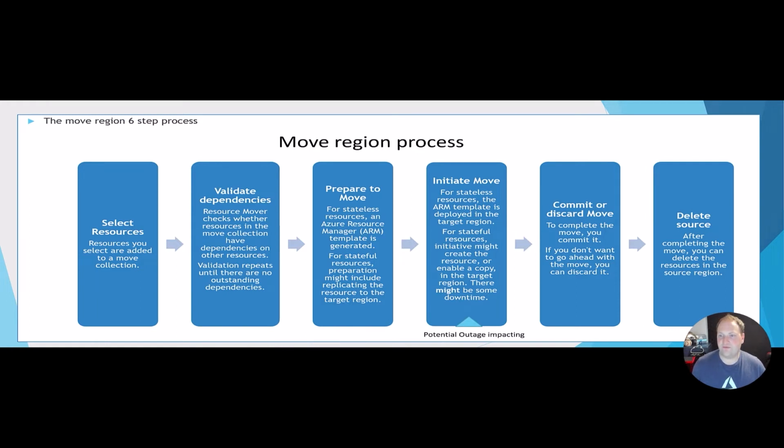Then step 5 is commit or discard your move. If you're happy with your move after you've done your testing as part of the previous step, you can commit it, which will stop the replication, and the latest version of your resource is in the destination region. And finally, step 6 is to delete your source. Using Azure Resource Mover, if you're completely happy, you can go and delete your source resources in the source region.